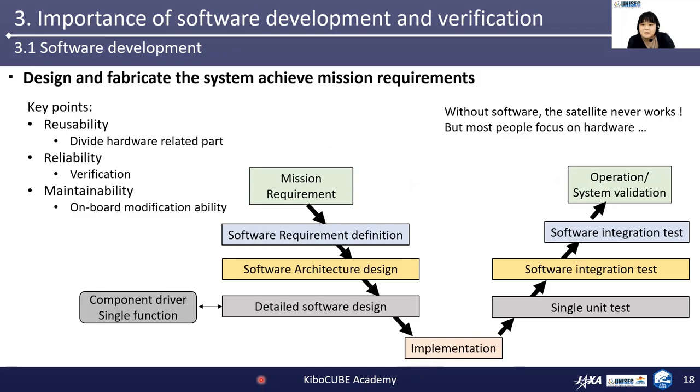The software development also starts from the mission requirement, then defines the software requirement, moves on to the software architecture design, and details the software design. The software requirement is broken down into a single function such as component driver. Based on the design, we implement the software from the single function elements and build up to the flight software.